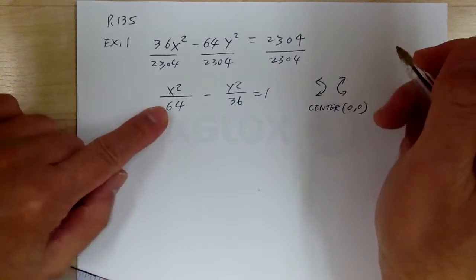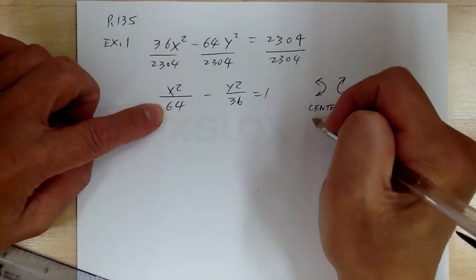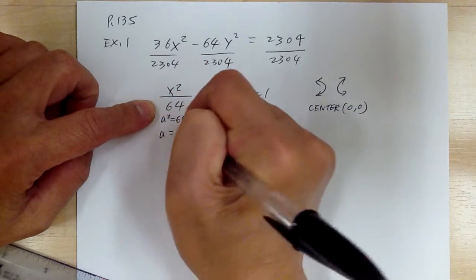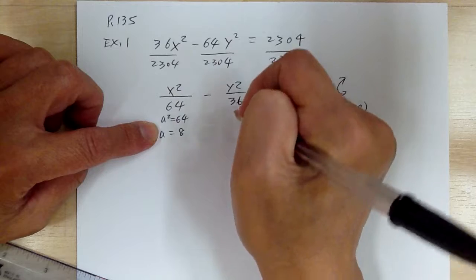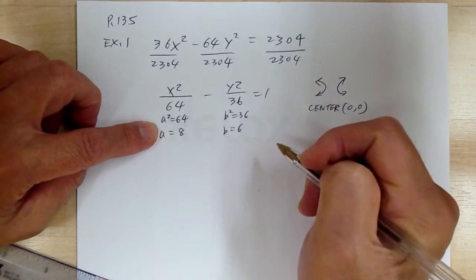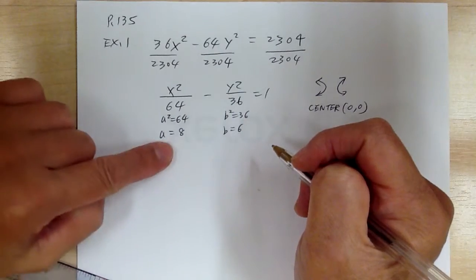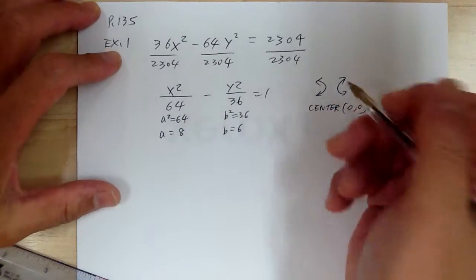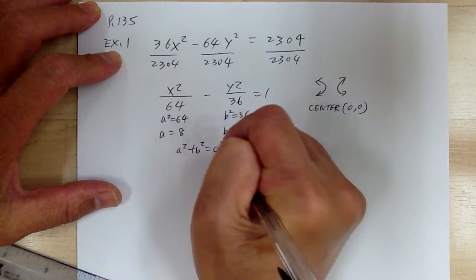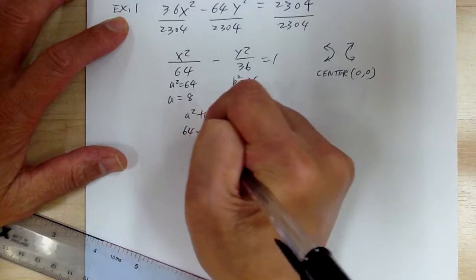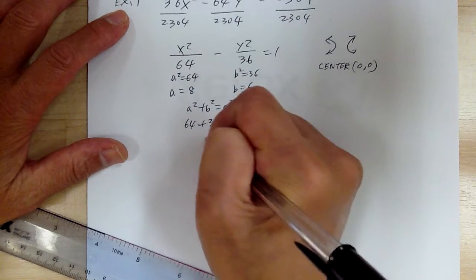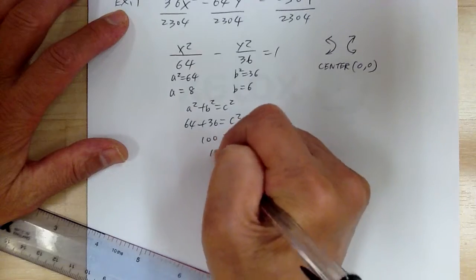Okay. And then from here, this is your a squared. So a equal to 8. And b squared equal to 36. So b equal to 6. And again, from your geometry, this is a 6, 8, 10 special triangle. Or if you don't get that, then you go a squared plus b squared equal to c squared. So you got 64 plus 36 equal to c squared. So c squared equal to 100. So c equal to 10.